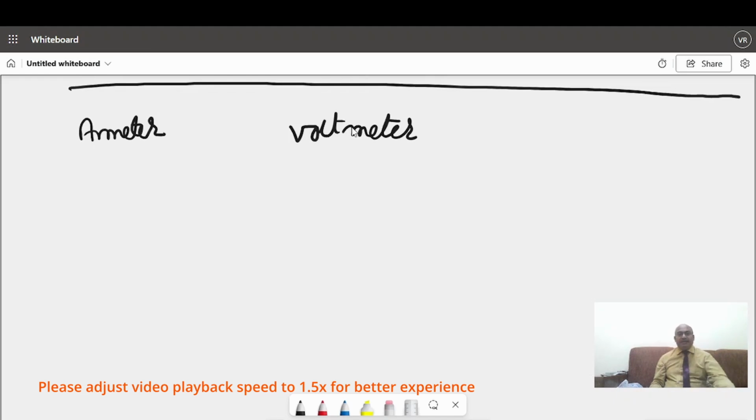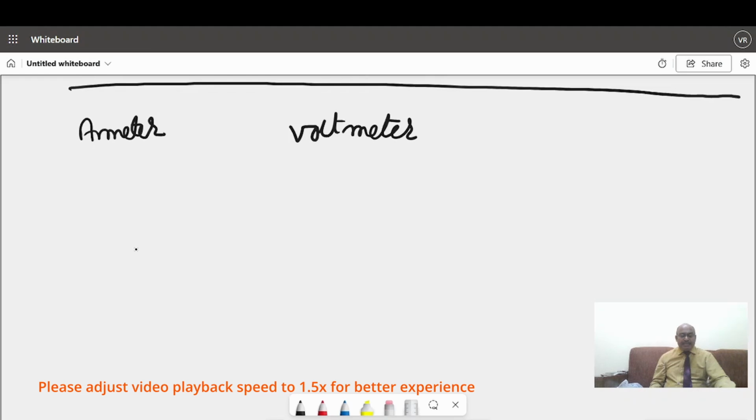The name itself indicates it: ammeter, amperes. Amperes means this is the meter to measure current. Voltmeter, the name itself says voltage, so it measures the voltage. The names imply ammeters are used to measure current levels, and voltmeters are used to measure the potential difference between two points.